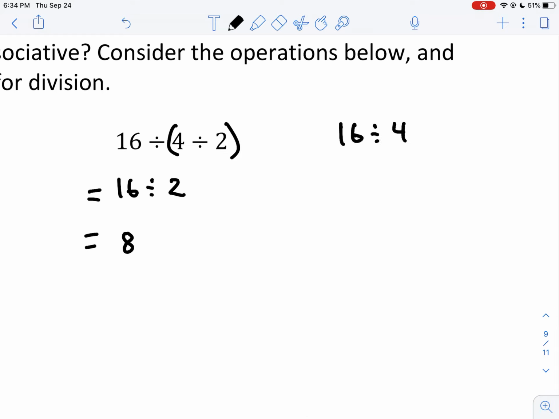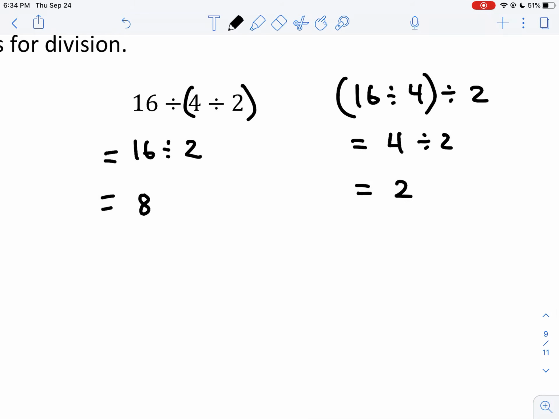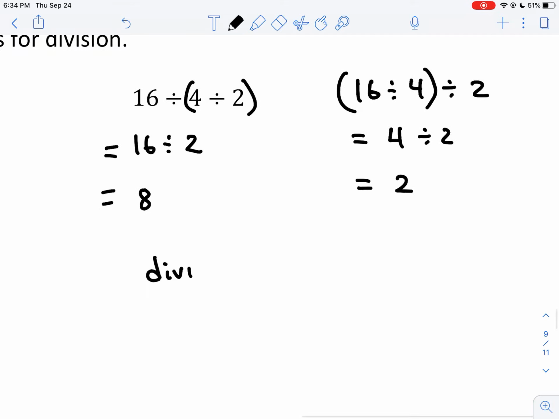Well, let's consider what would happen if I did the same divisions, but in a different order. Consider this order instead. So 16 divided by 4 numerically will produce a 4. And then we have to divide that by 2. And 4 divided by 2 numerically gives me 2. We don't get the same result. So it does matter the order in which you do the division when there's a string of 2 divisions in a row like this. And so we know that division is not associative. So it's not commutative or associative.